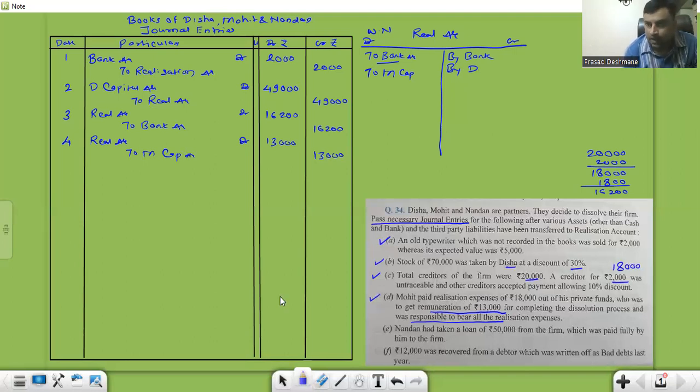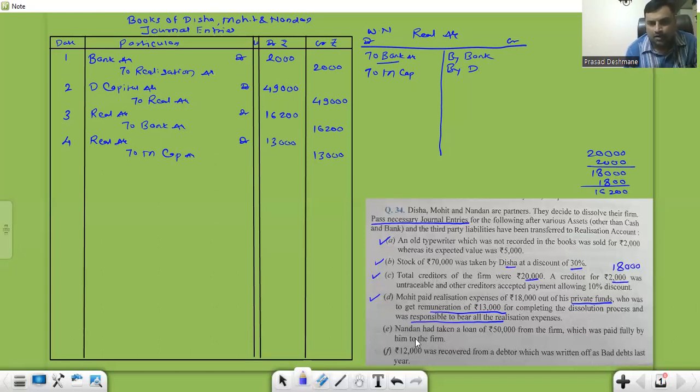Now, what about this 18,000 which he paid from his private fund? It doesn't matter to the business now because the firm said we'll pay you 13,000. Whatever the expenses are, you need to take care of that. So he paid it from his private fund, so it's nothing to do with the firm. So no journal entry is required for 18,000. I hope it is clear.